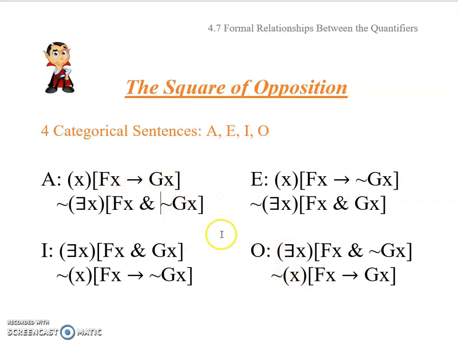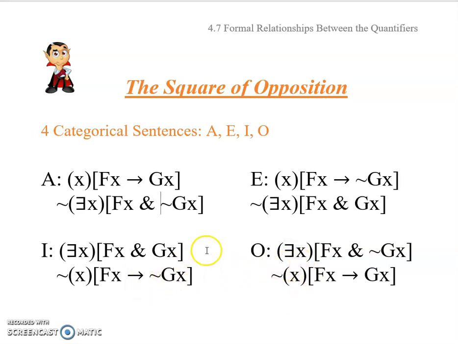And so if an A statement is true, the corresponding O statement is false. And if an O statement is true, the corresponding A statement is false, because it's the negation of it. So they can't both be true. If one's true, the other's false, and if one's false, the other's true.